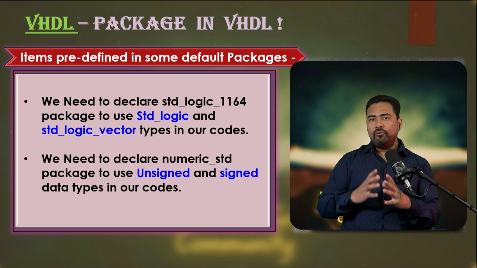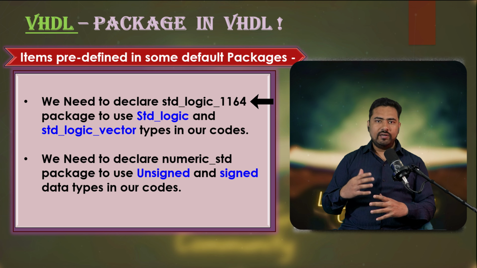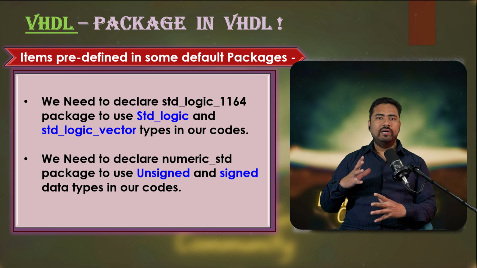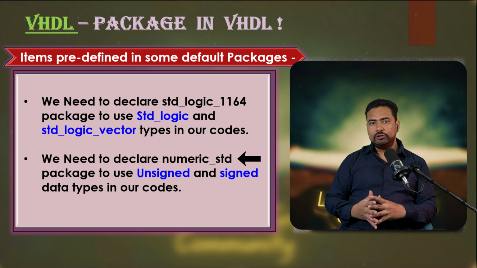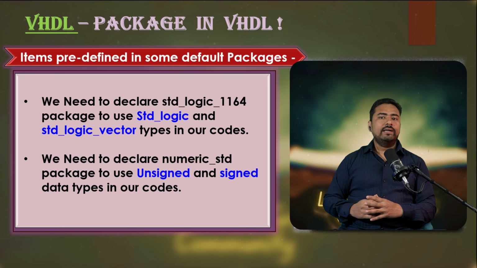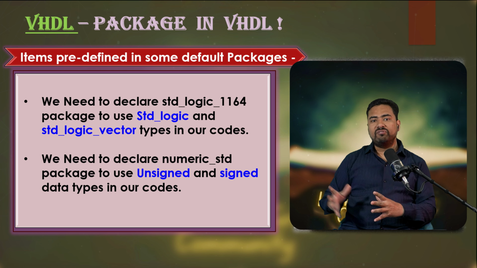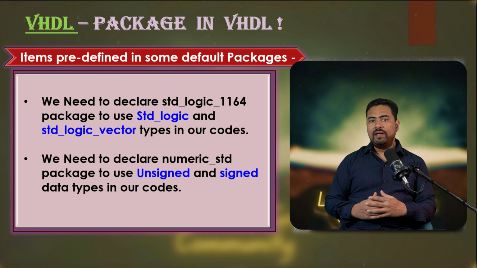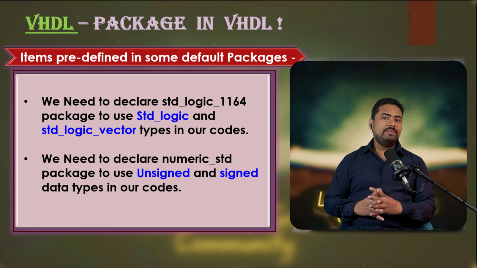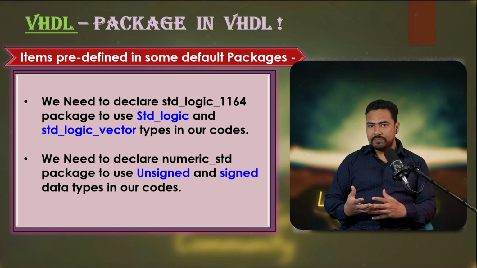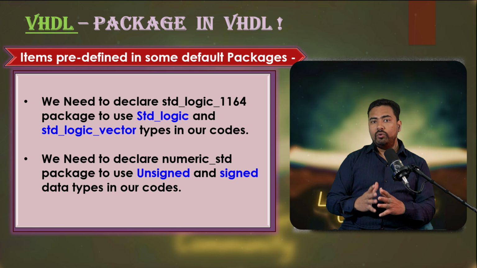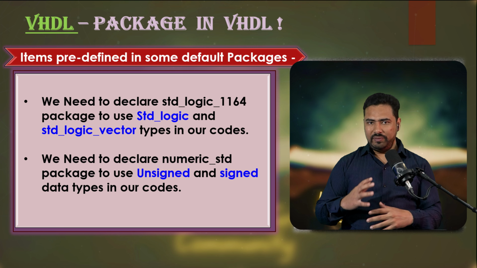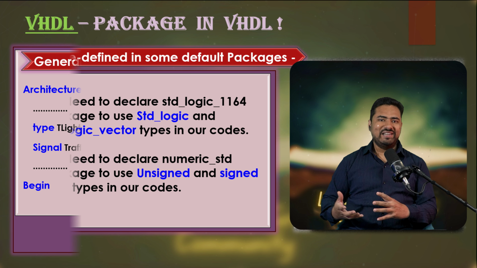In our previous session, we generally used the std_logic_1164 package to use the std_logic data type. Similarly, we declared the numeric_std package to use signed and unsigned data types. This is because these data types are defined within these specific packages. So this is the importance of packages in VHDL. And an interesting thing is that these are not only predefined packages, but you can also create your own custom package. So let's explore how to do this in the next slide.